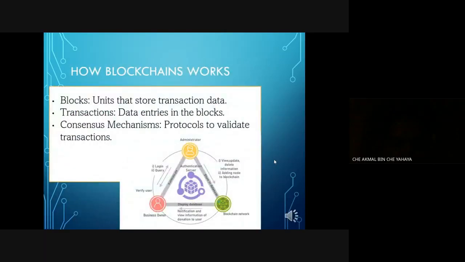Let's talk about how blockchain works. Usually it depends on three things. First, the block: when they create the block, it is a unit that stores transaction data. This means that the user's data itself is stored in one node. Next one, when a transaction happens, the data entries in the block are like anything flowing from chain to chain. Anything that happens between node to node is a transaction.